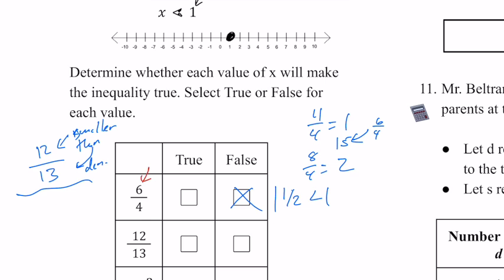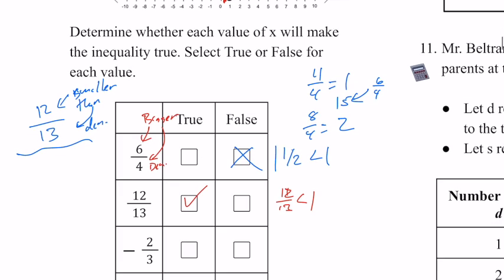If the numerator is bigger than the denominator, then it is more than 1. Okay? So this one's 12 over 13. Well, 12 over 13 is less than 1, so it's somewhere down here. So yeah, this one is true. 12 over 13 is less than 1.